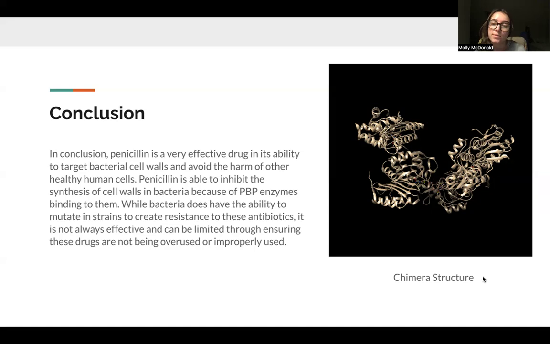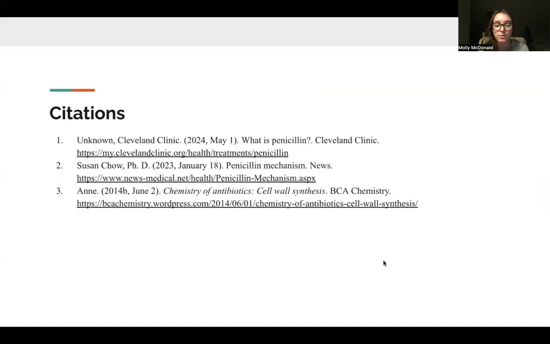And to the right, you can see my Chimera structure of penicillin. And here are my citations.